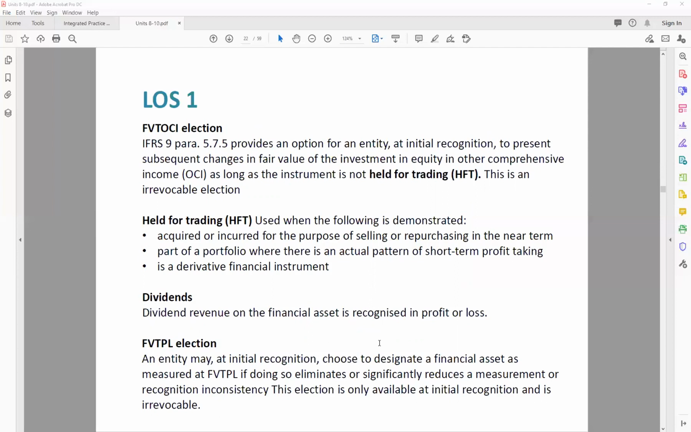Okay, so again, there's going to be this initial election that gives an entity the ability to recognize fair value of an investment through OCI, so the fair value through OCI election. Again, what is held for trading? Held for trading is when assets are acquired for the purpose of resale. If we were to receive any dividends on a financial asset, okay, regardless of where that is being recognized, that will always go into P&L.